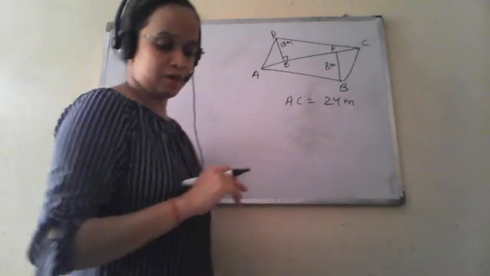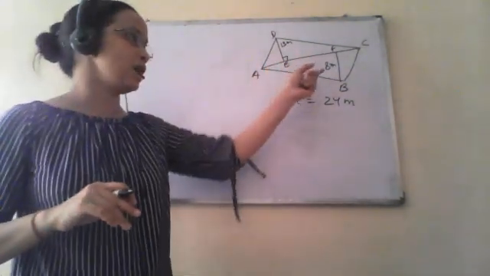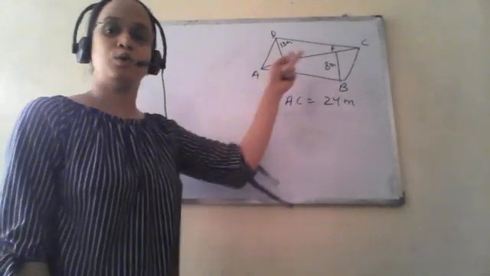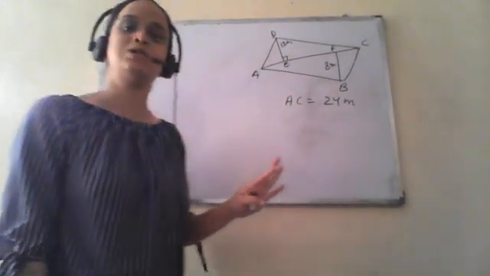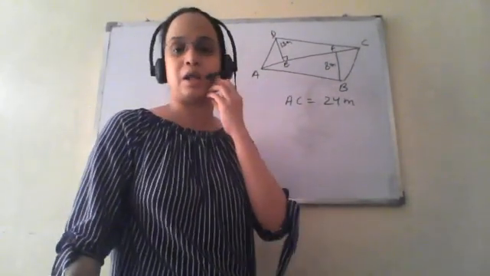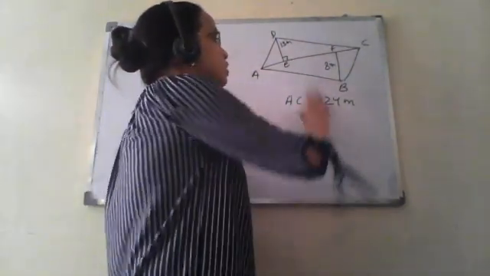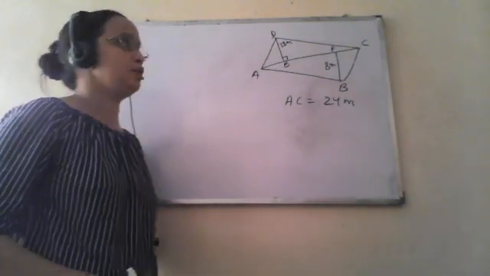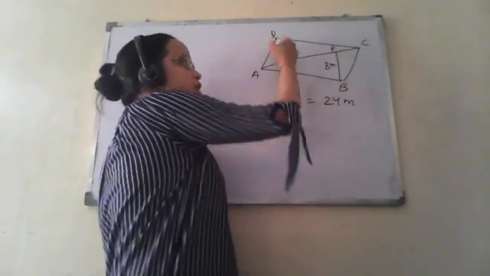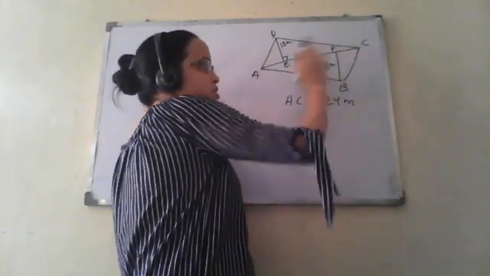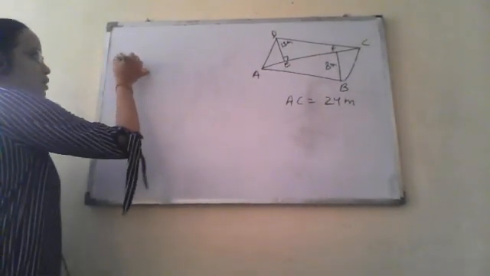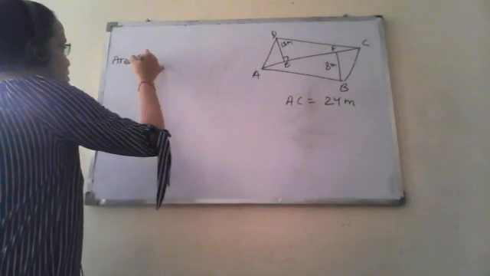So I have explained that this diagonal AC is dividing this quadrilateral into two triangles, not equal, because this is not a case of a parallelogram or rectangle. So AC is dividing this quadrilateral into two parts. So the first triangle is ABC and the second is ACD. I have explained how to calculate the area of such a quadrilateral.